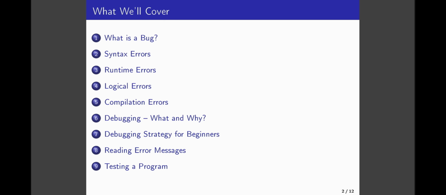So we will start with what a bug actually is, then walk through four major categories of errors: syntax, runtime, logical, and compilation errors. After that, we will get practical, covering what debugging actually is, a step-by-step strategy for beginners, how to actually read an error message, and finally how to test a program to catch bugs before anyone else does.